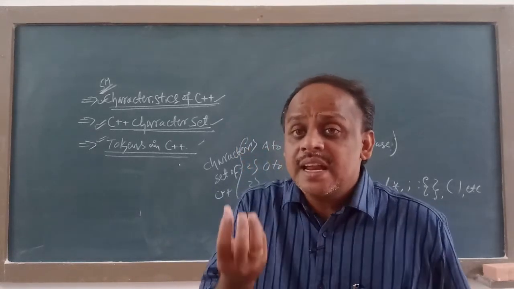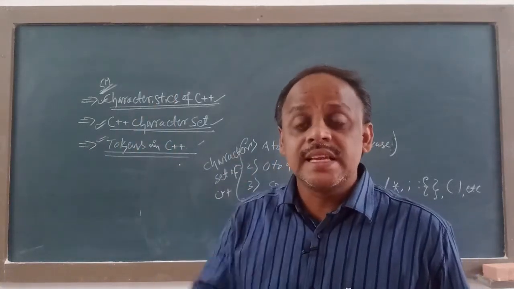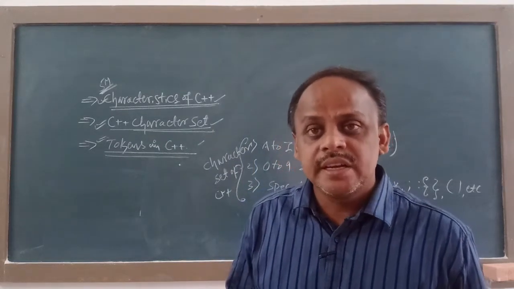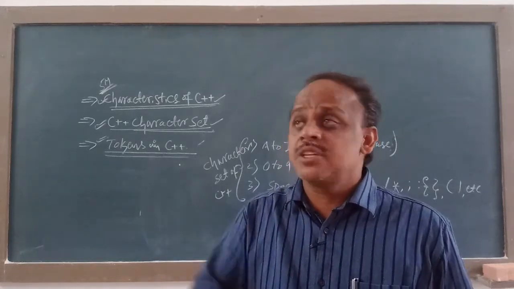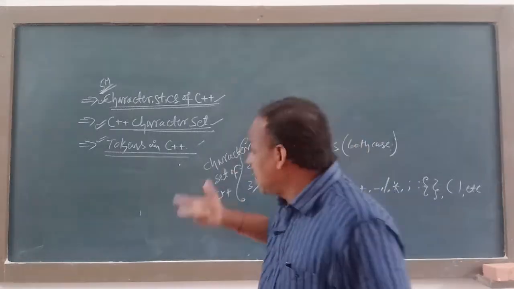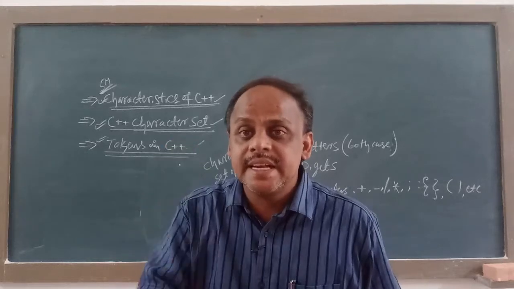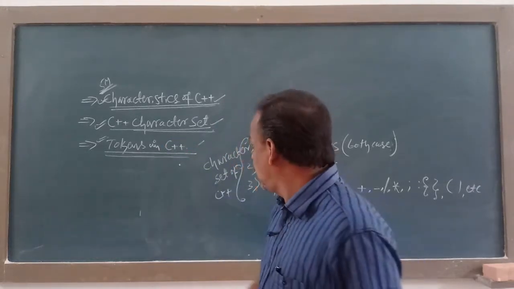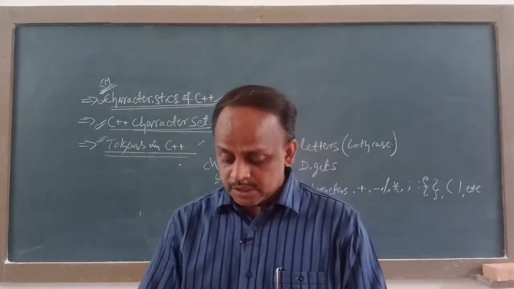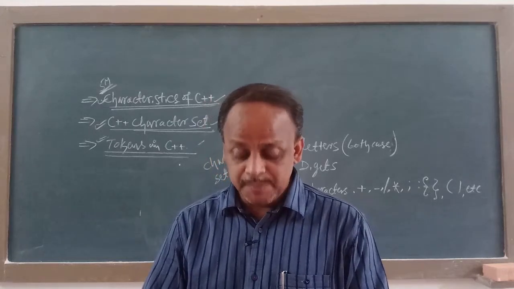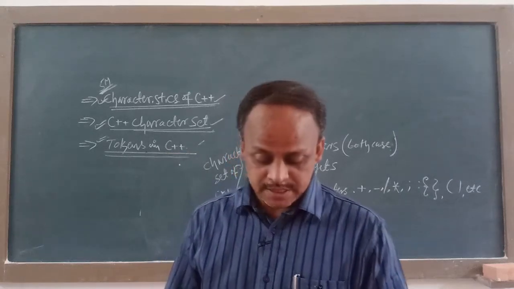For example, what are the fundamental elements to construct a wall? Sand, water, cement, brick, stone. These are the fundamental elements to construct a wall. Like this, the fundamental elements needed in a programming language are called tokens. What is meant by a token? The most fundamental elements of a C++ program are known as tokens of C++.